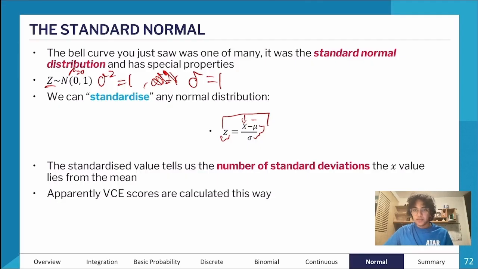VTAC claims that the VCE scores are calculated this way, though I'm not 100% sure on that. It's likely that it is. What they do is try to put it on a normal distribution, so you have study scores represented that way with the mean at 30. But I'm not 100% sure. I'm not an expert on how they do that.